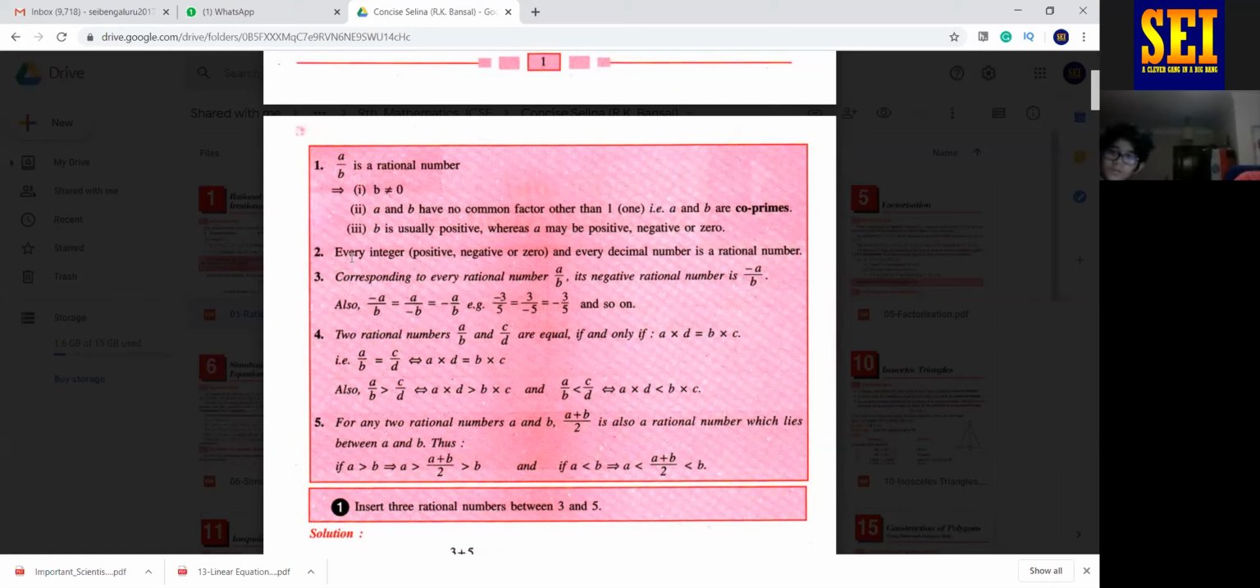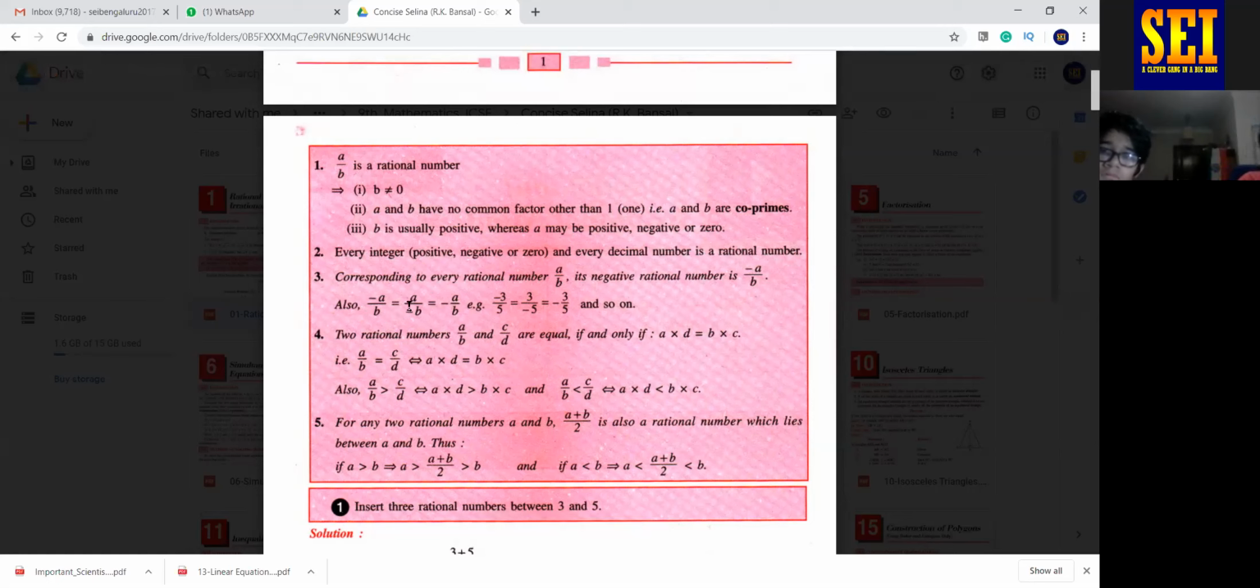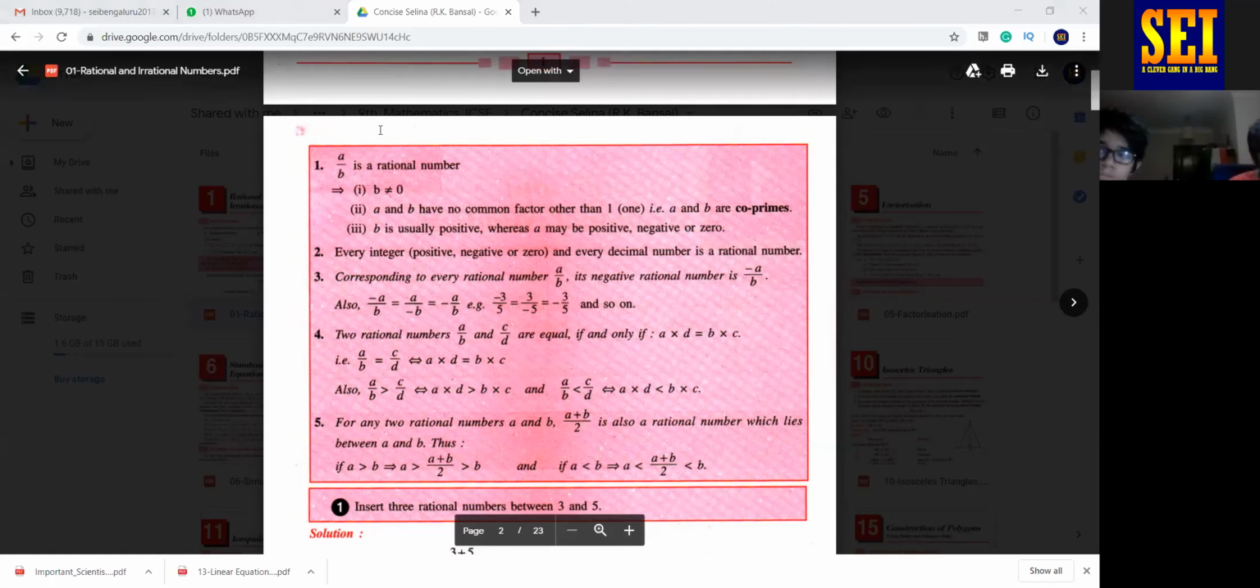Now the second point we have to remember: every integer and every decimal number is a rational number. Corresponding to every rational number A by B, the negative rational number is minus A by B. So minus A by B is equal to A by minus B. Anything is also possible. Let me tell you in another way. For example, minus 2 by 3: can you write 2 by minus 3? Whatever that is, it is minus 2 by 3 only, right? Either numerator or denominator, if any one is negative, then the total fraction itself is negative. Minus 3 by 5 is equal to 3 by minus 5 is equal to minus 3 by 5.